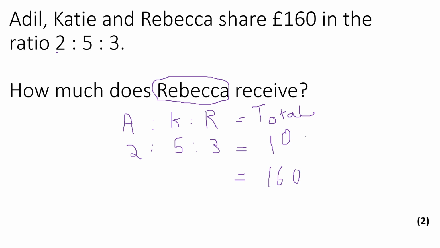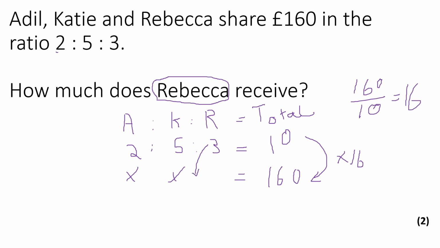but I want to share out £160, which is then getting bigger by a value of 16. Again, to find that value, I've just done my biggest value divided by the smaller value, which gave me the 16. Again, I've gone from a small number to a big number, which is why I'm multiplying. Because this question says how much does Rebecca receive, I'm not going to bother doing Adil or Katie. I might as well just do Rebecca, because I'm not going to get any extra marks. I'm only going to ever get these 2.